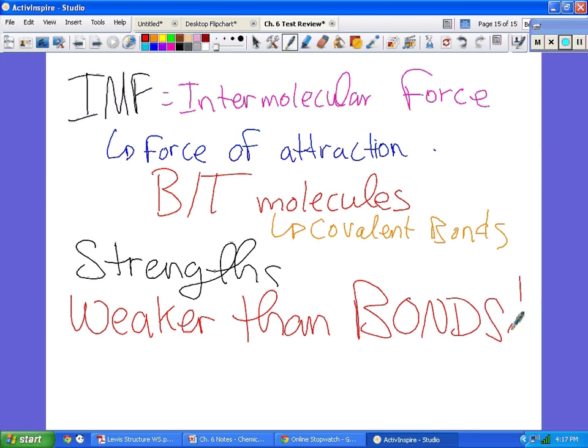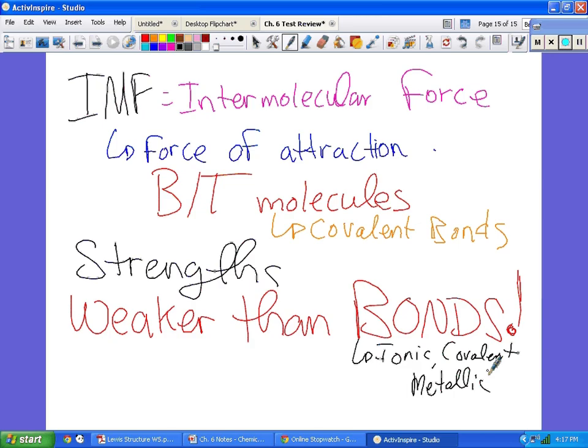So IMFs are weaker than bonds. And what are the three bond types? Ionic, covalent, metallic. So these are weaker than bonds. And again, if you want to add those in, you are more than welcome: ionic, covalent, and metallic. They're weaker than bonds.